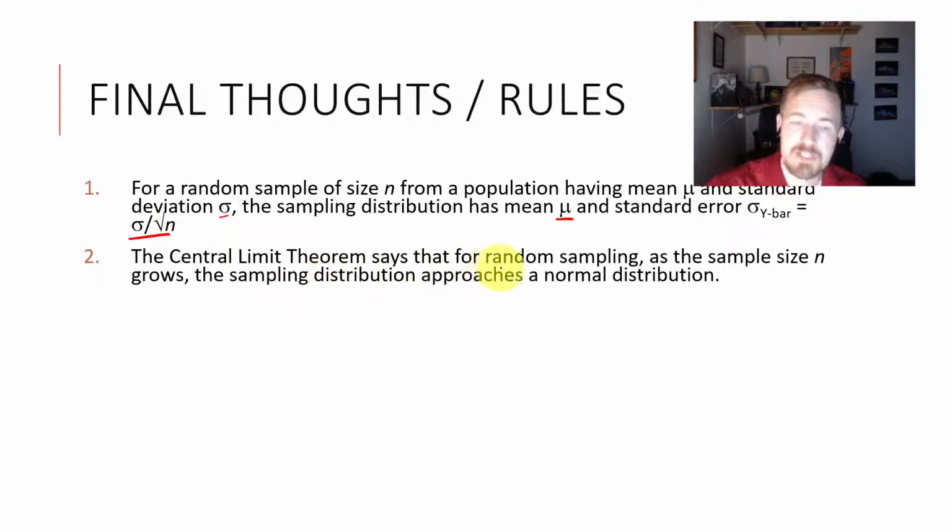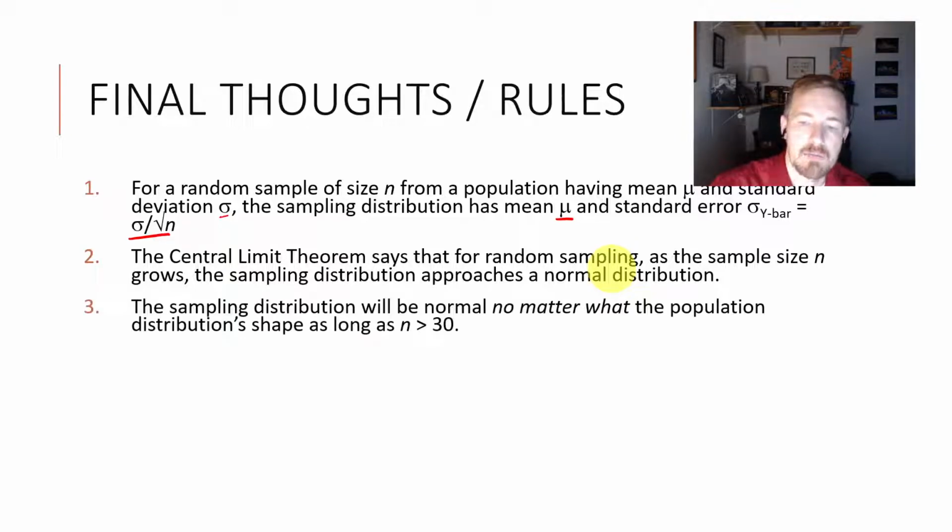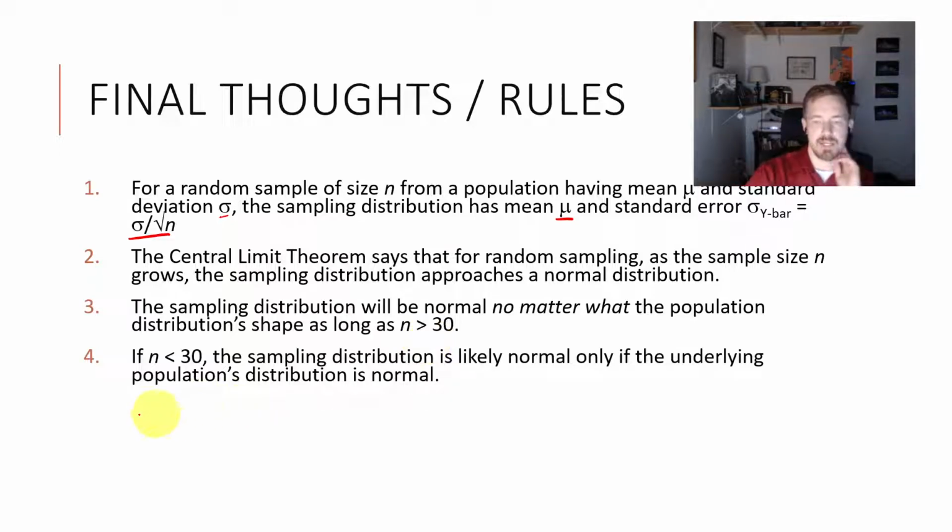The central limit theorem says that for random sampling, as the sample size grows, the sampling distribution approaches a normal distribution. That probably makes sense, right? And that sampling distributions will be normal no matter what, basically, if you sample more than 30 times, regardless of the population's distribution shape. That's a good way of finding that, and that's also part of the central limit theorem.